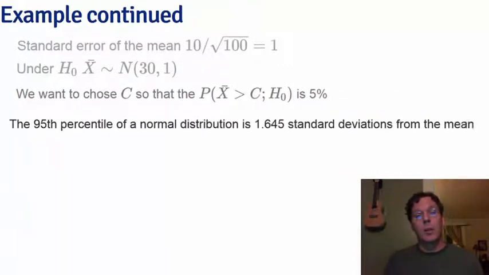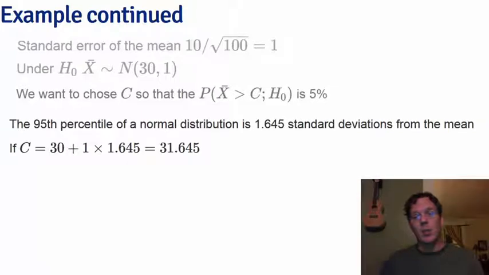So remember, the 95th percentile of the standard normal distribution is 1.645 standard deviations from the mean. So if we set the constant as 1.645 standard deviations from the mean under the null hypothesis, we will have achieved a cut point so that the probability that a randomly drawn mean from this population is larger than this is 5%.